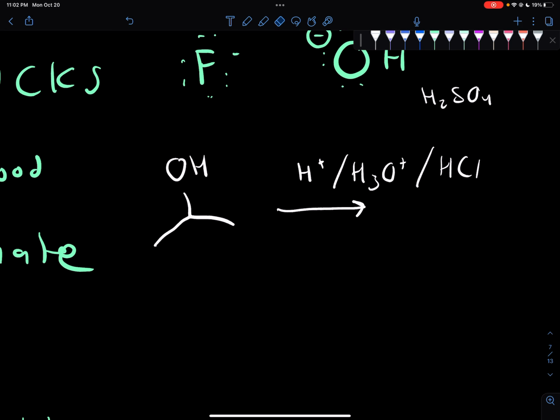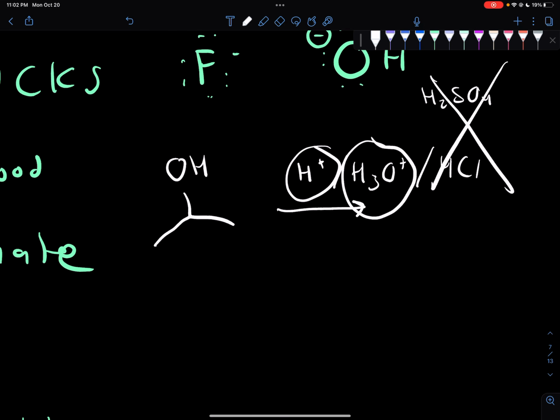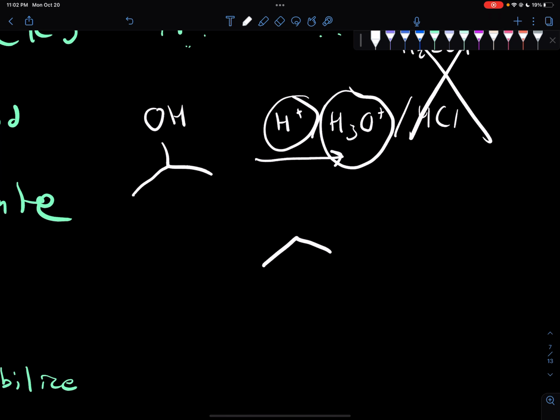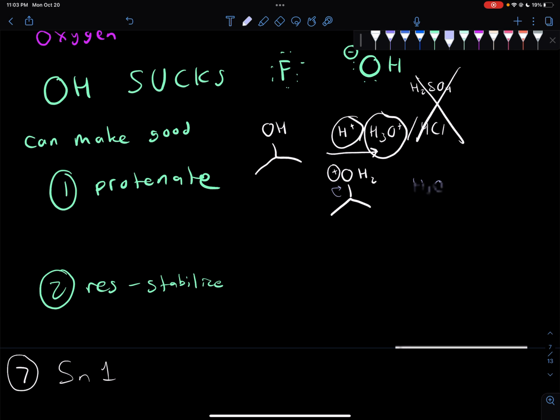You know what? I can't really explain this right now until we get to that part. So I'm just going to say use this or this. Don't use your strong acids right now. Anyways, what this will do is protonate your oxygen. So now you have OH2 plus. What happens if this leaves? It's H2O. It's water. It's neutral. There's no charge or anything to worry about. It's really good. So that is something you can do to make OH a good leaving group: protonation.